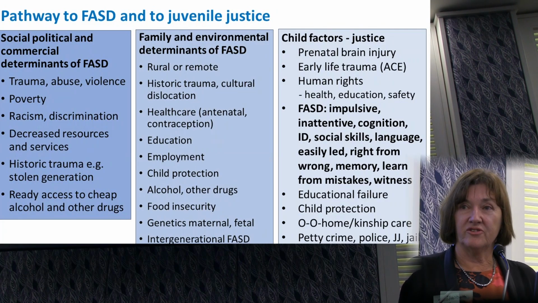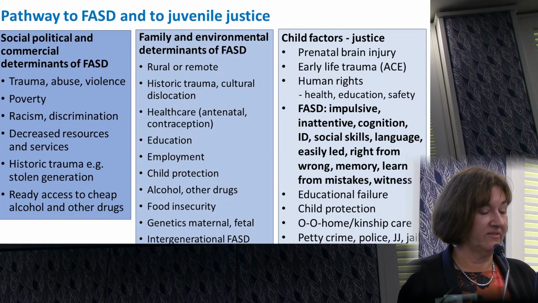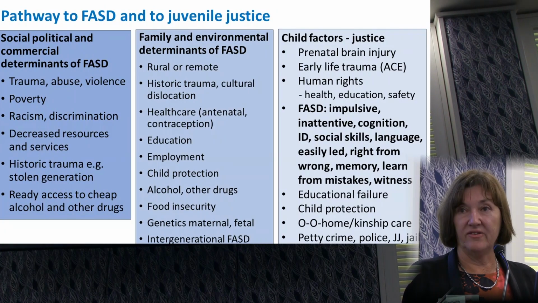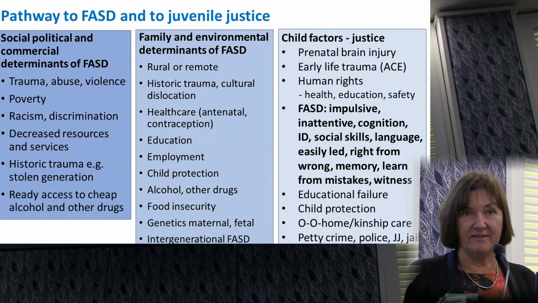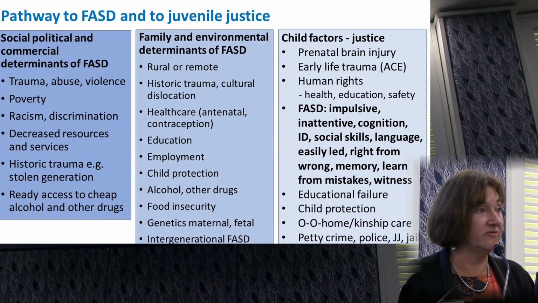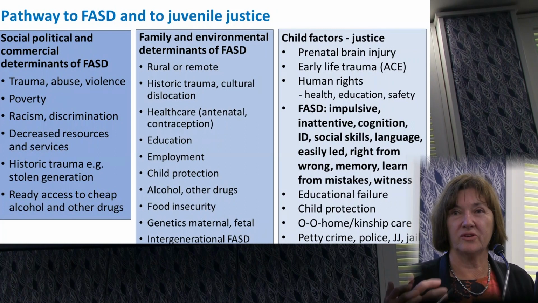So then once you've got a child with fetal alcohol spectrum disorder, with a brain injury, with early life trauma, with limited access to health, education and safety, as we've heard again this morning, these are children who are predisposed to being impulsive, inattentive, they've got cognitive problems, perhaps even intellectual disability. They have problems with social skills and language.